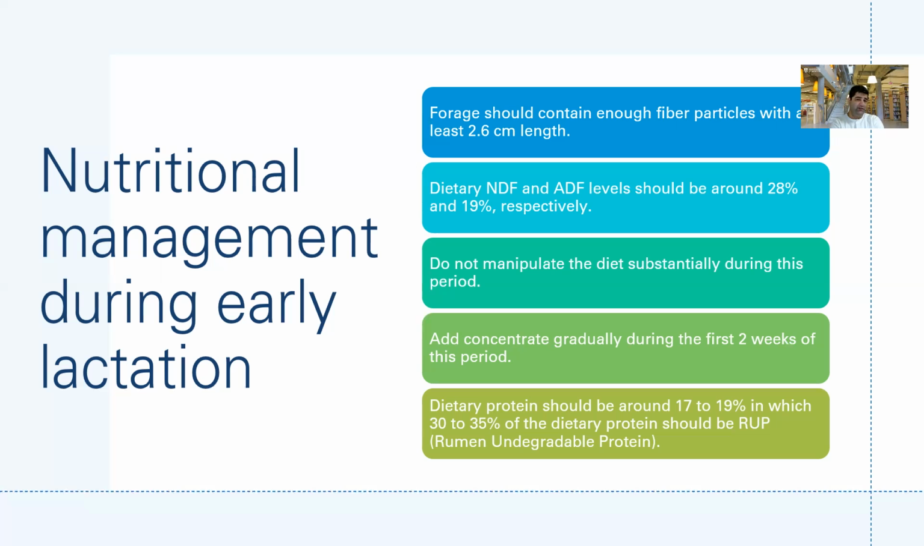And the last part is dietary protein, which needs to be maintained around 17% to 19%, and 30% to 35% of the dietary protein should be rumen undegradable protein. It means that we should protect high quality protein from being degraded by the microbial population of the rumen. We need to escape those high quality protein from the rumen. And this is the idea. 30 to 35% of your dietary protein should be undegradable protein.